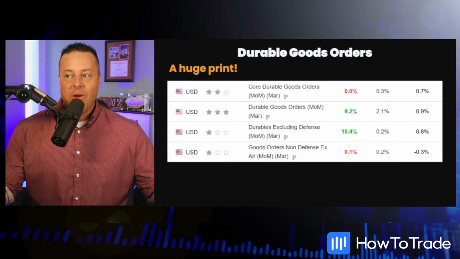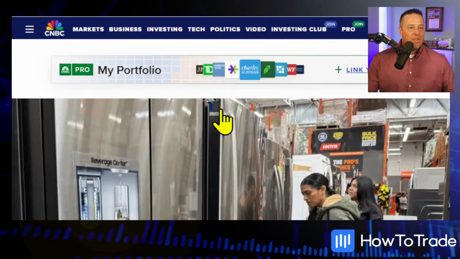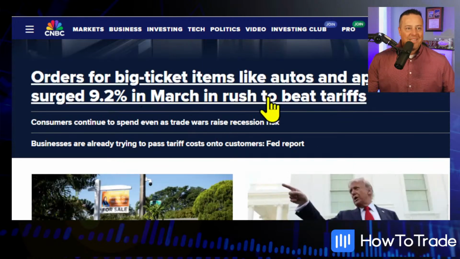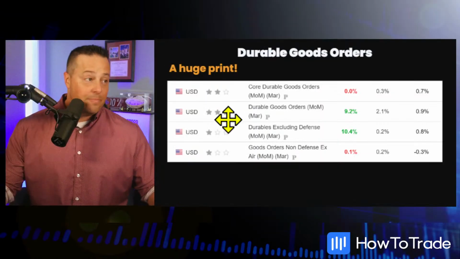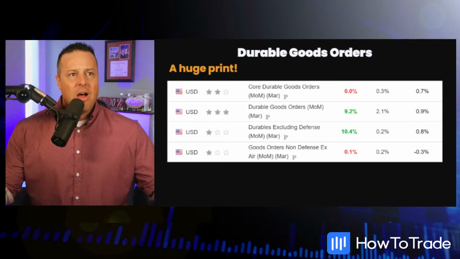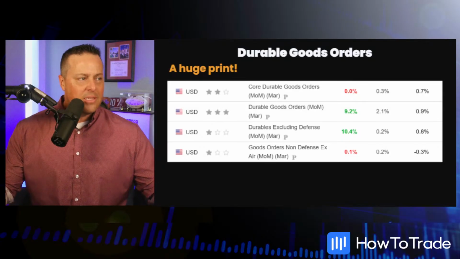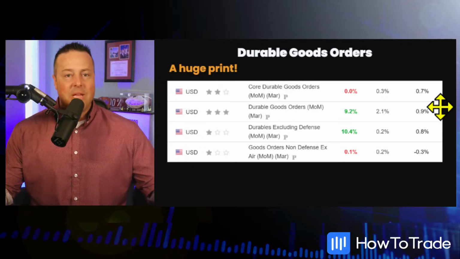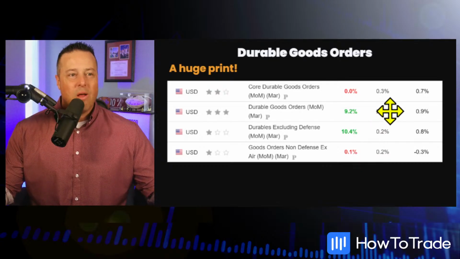Now, if you do a little bit of reading, you can sort of draw your own conclusions. But this right here: orders for big ticket items like autos and appliances surged 9.2% in March to beat tariffs. So the gain is being attributed to consumers trying to beat tariffs. I don't know anybody that went and bought a car to try to beat the tariffs. I believe I read airliners were a big part of that as well. People buying airplanes, not people necessarily, but companies. You get my meaning there. So durable goods was a big print. This is what I call a big print.